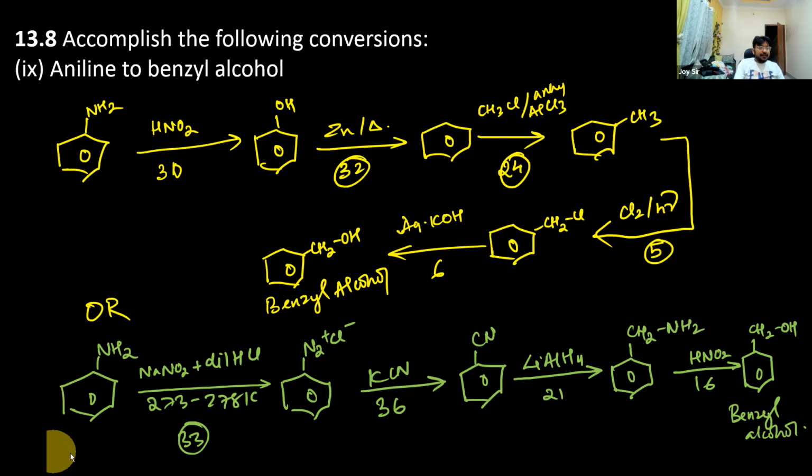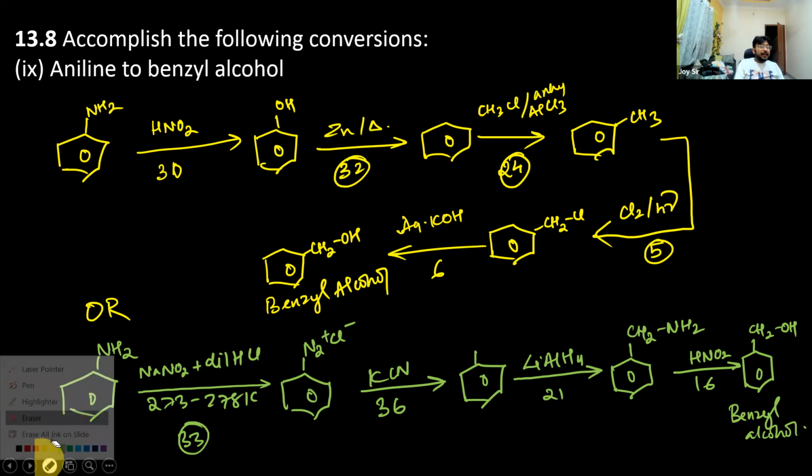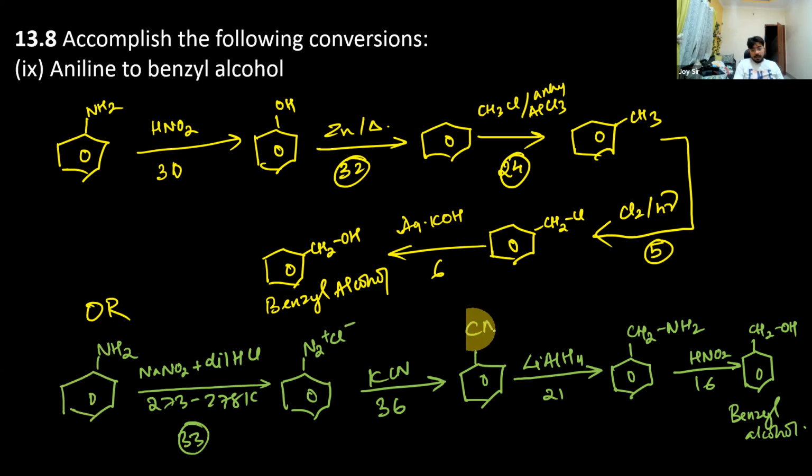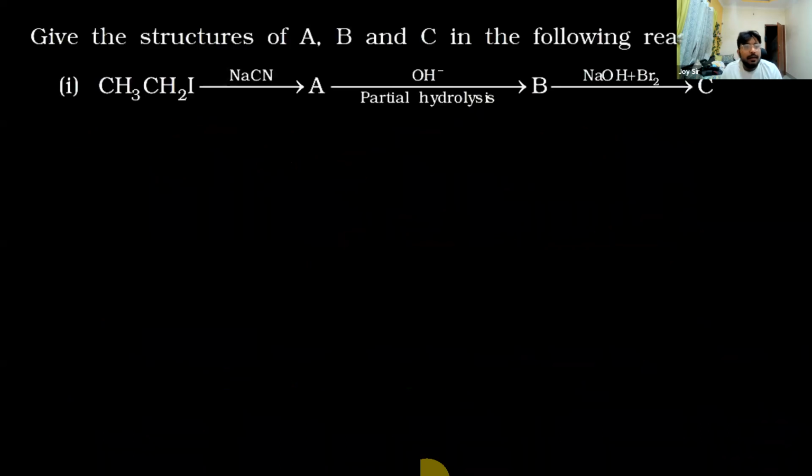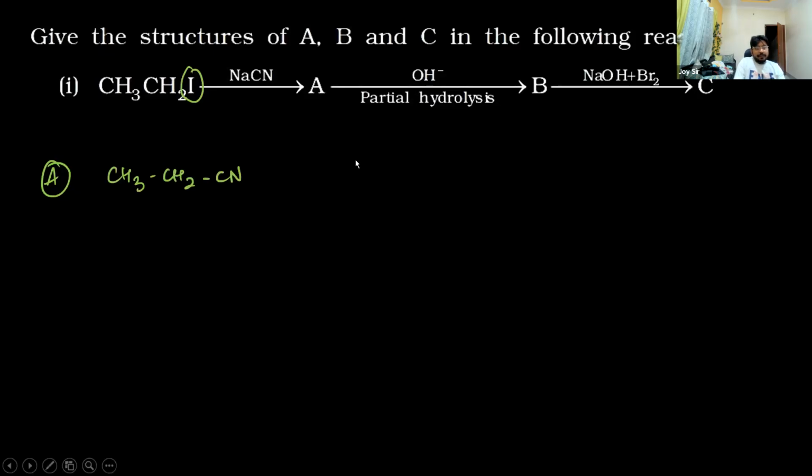This is our CN. You should not be confused, this is our CN. Next, let us go ahead. Give the structures of A, B, C in the following reaction. Very easy. Br goes away, CN comes in. So A will be CH3CH2CN.